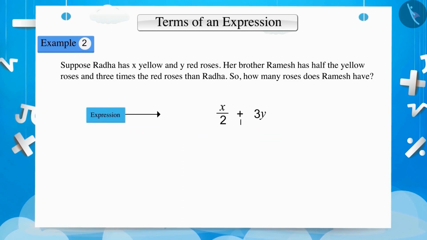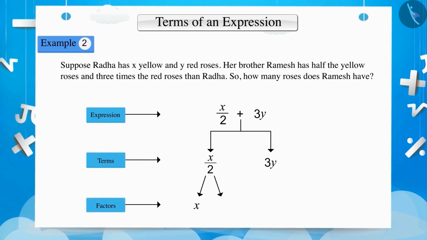In this expression also, we have two terms. The first term is x by 2 and the second term is 3y. Thus, the factors of the first term of the expression, x by 2, are x and 1 by 2, and the factors of the second term 3y are 3 and y.